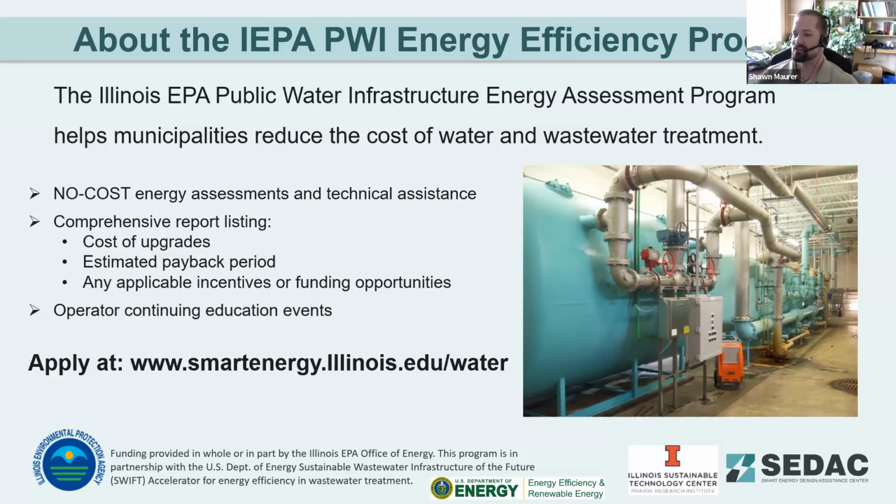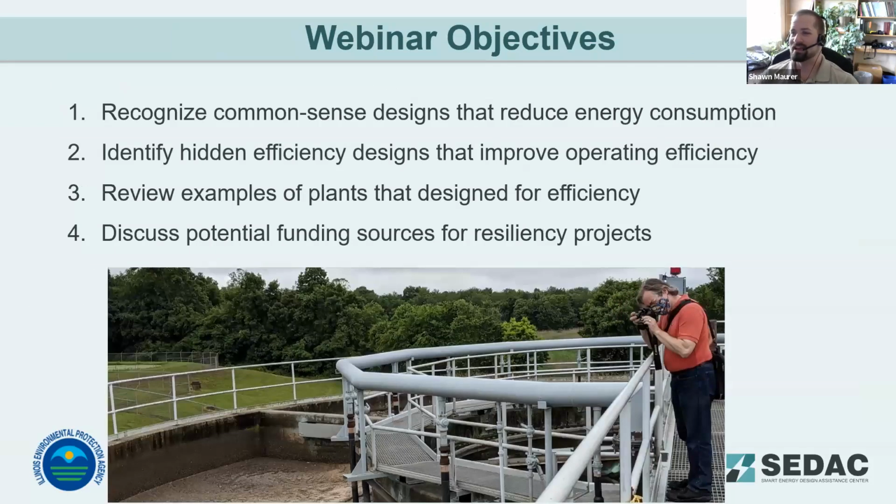We also provide continuing education events such as this one. So if you're interested in more, you want to see some of our past events, you can look at our website at www.smartenergy.illinois.edu/water. A little bit of what we're going to be covering today, looking at some common sense designs that reduce energy consumption, identify some hidden efficiency designs that improve operating efficiency, review some examples of plants that have designed for efficiency and some that didn't necessarily do that, and how that impacted their operations. And we'll discuss some potential funding sources for resiliency projects.